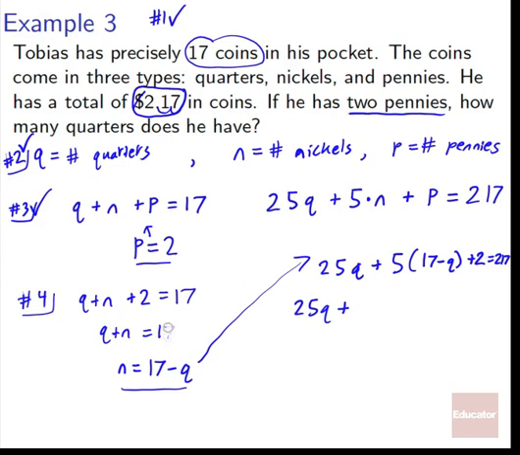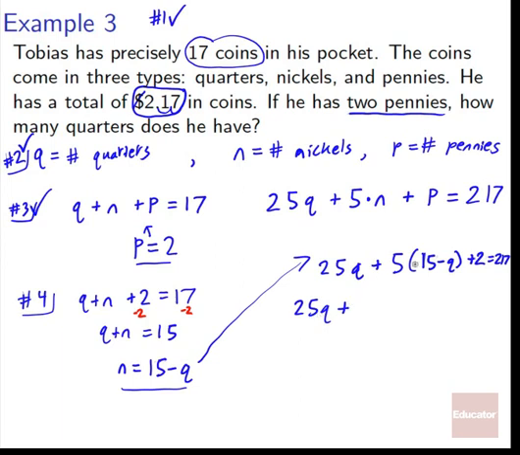Made a mistake here. Sorry about that. Hopefully you guys caught that and were thinking, what are you doing? Q plus N, we subtracted 2 here. A good example of why we have to make sure we do the exact same thing on both sides. 15, 15. So this shouldn't be 17 minus Q over here. It should be 15 minus Q over here.